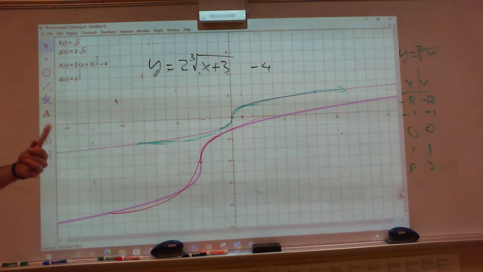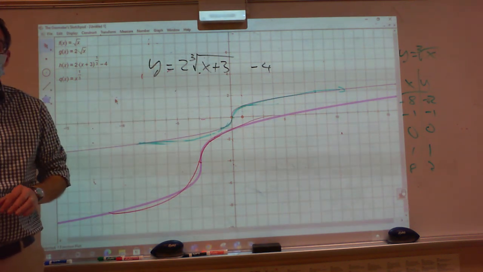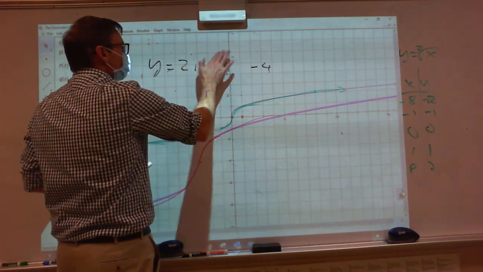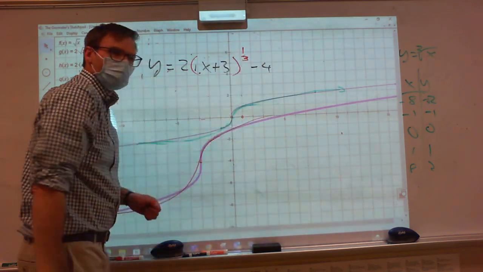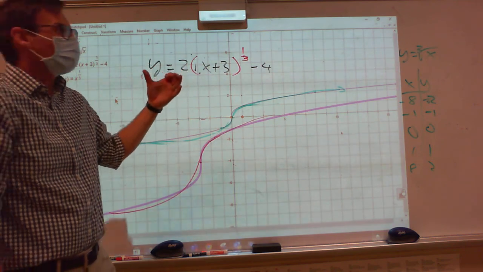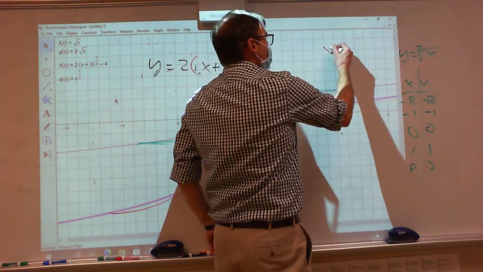But there is no cubed root. This program I'm using doesn't have a cube root symbol. So instead of writing a cube root symbol, what I have is all of this written to the 1/3. Like I can't just graph cube root x, right? What I have to do is write x to the 1/3.